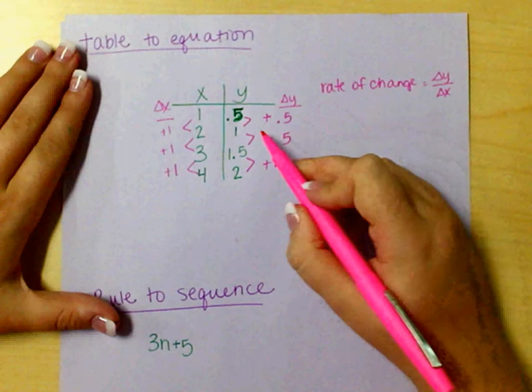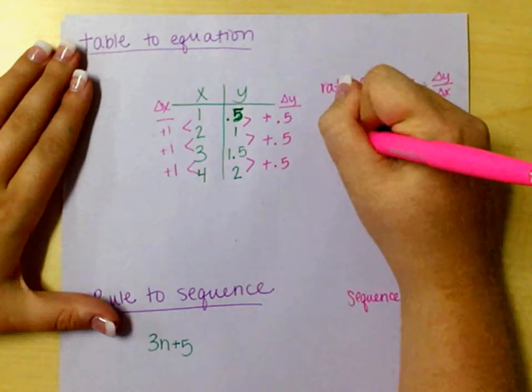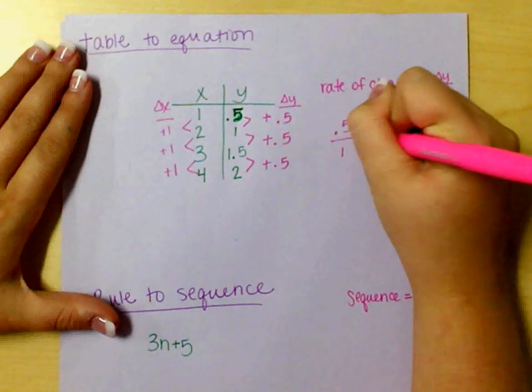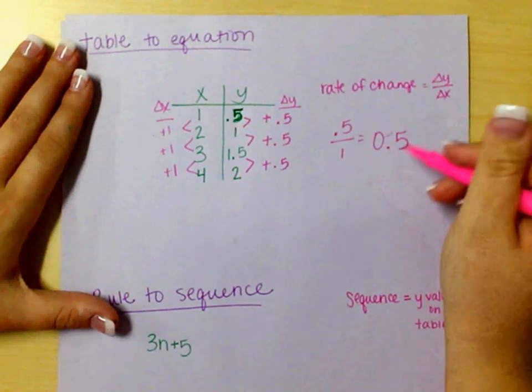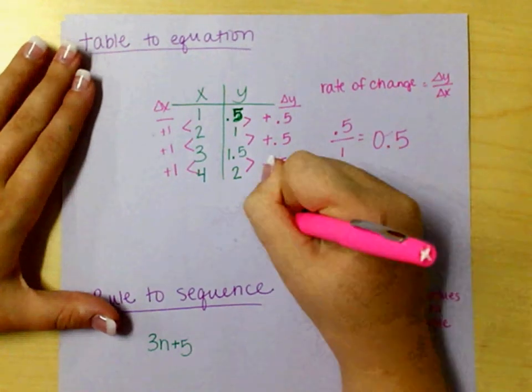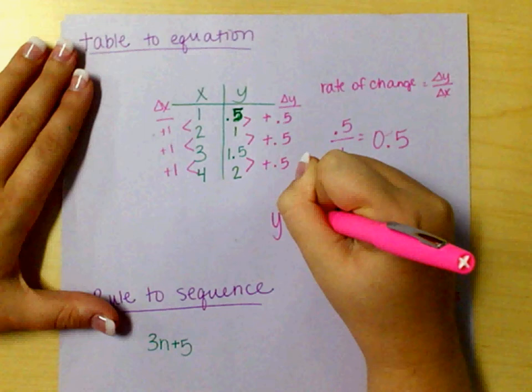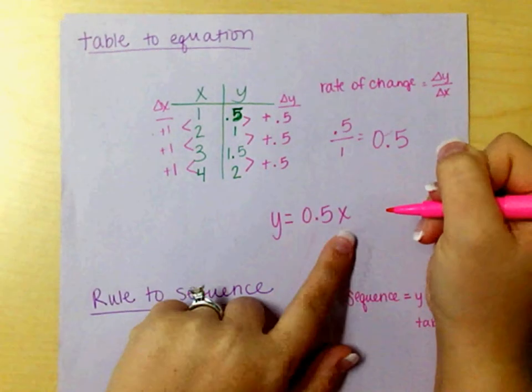To find your rate of change, you have to take your delta y, put it over your delta x, and reduce it. So in this case, it's 0.5 divided by 1, which is just 0.5. This number that we just found by doing delta y over delta x is your coefficient in your equation. So y equals 0.5 times whatever my x is. My coefficient's what's in front of my x.